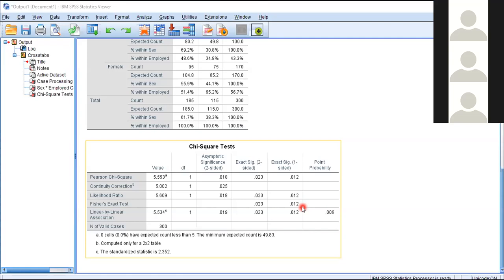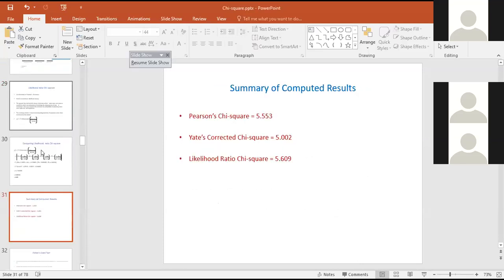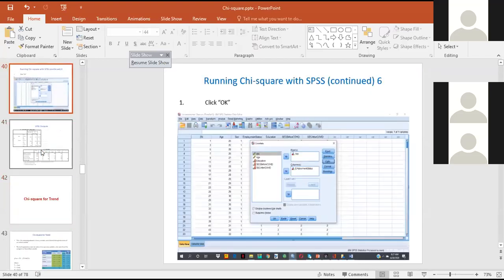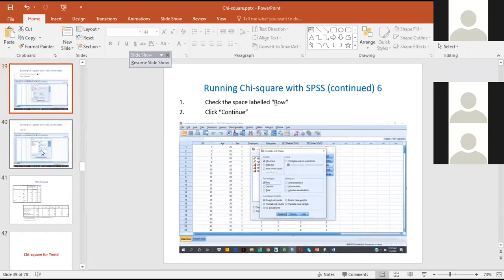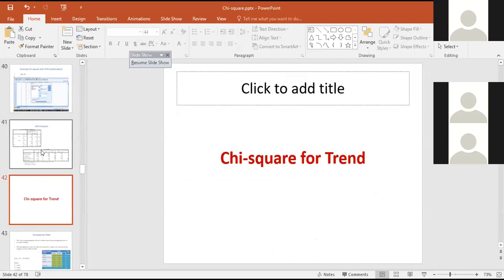So now let's move forward. There's no question, so let's do the next thing. Let's move to the next stage. These are even in the slides. I screenshot all the steps you go through, if you want to go and repeat it. Let's look at chi-square for trend now.